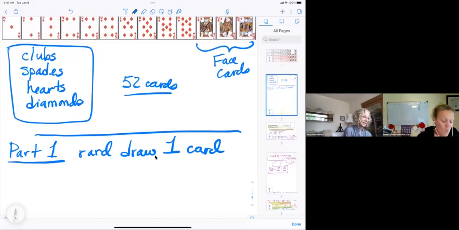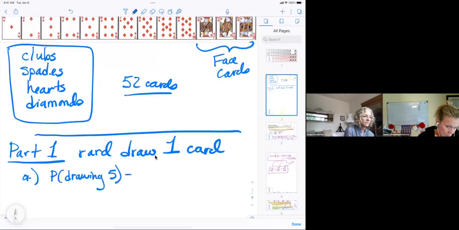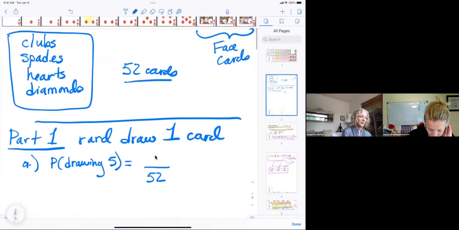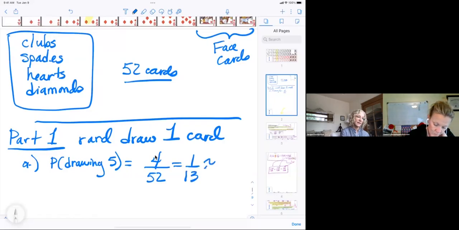Part A says, find the probability of drawing a 5. Out of the 52 cards, how many are 5s? We can see right here that we have 4 that are 5s. So the probability of drawing a 5 is 4 out of 52, which reduces to 1/13.